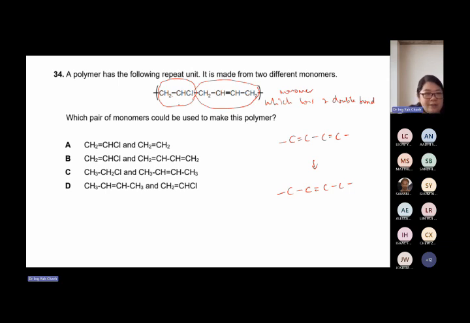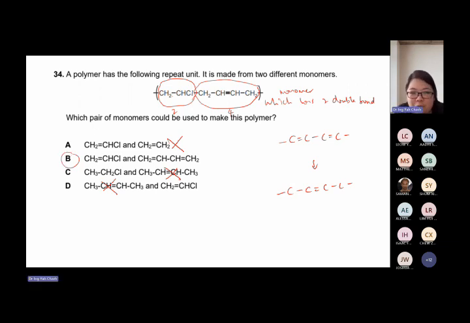Now let's look at the answers. So one monomer 2 carbon, the other monomer 4 carbon. 2 here, not this pair. 2 here, 4 could be B. Keep in view. C, 2 carbon and then 4 carbon, but you see this one only has 1 double bond. I want 2 double bonds in the monomer, so this is not correct. And the last one, D, 4 carbon, 2 carbon. Again, the 4 carbon has only 1 double bond, so not this answer. So our answer is B.